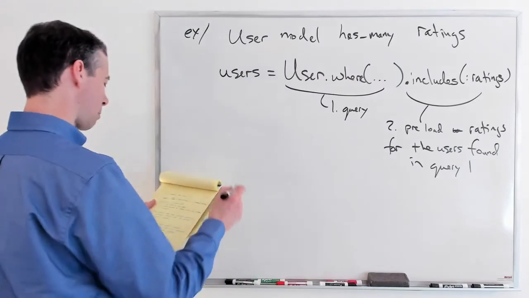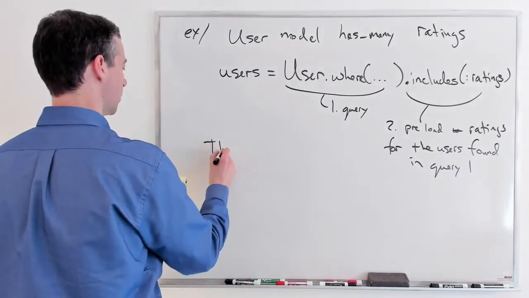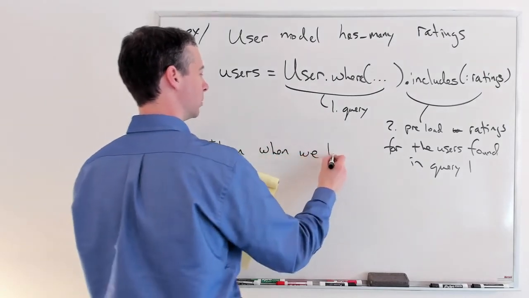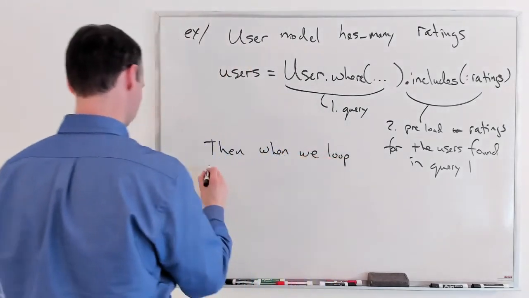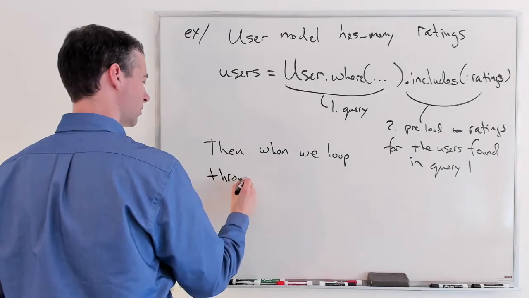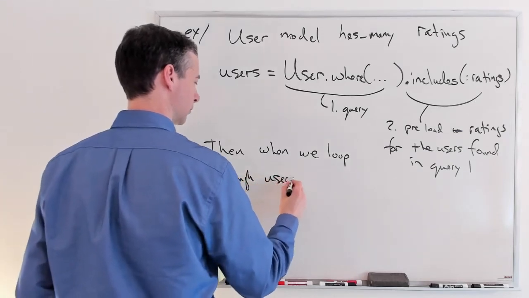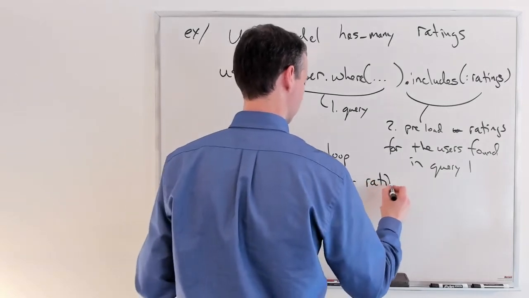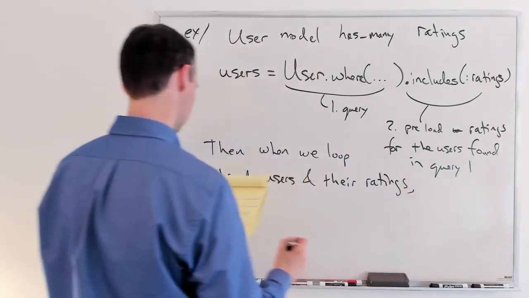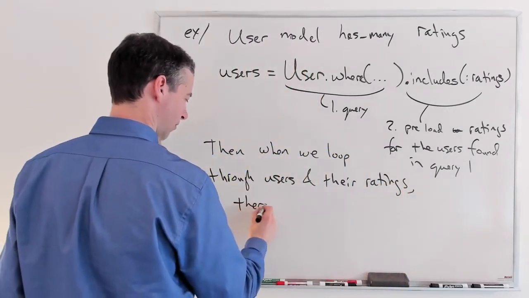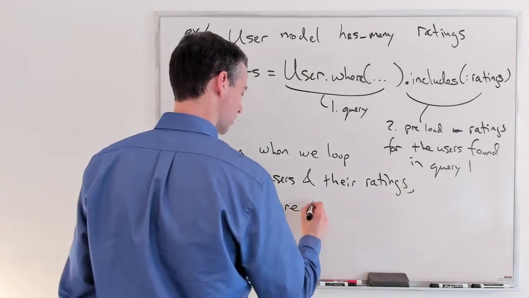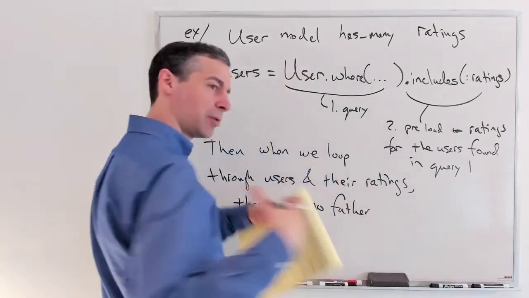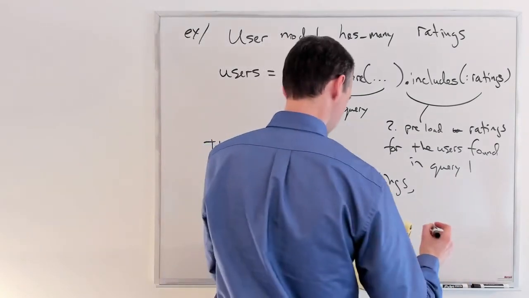All right. And then the big thing is, of course, when we loop through users and their ratings, there are no further queries issued because that data is all sitting there loaded up into objects for us.